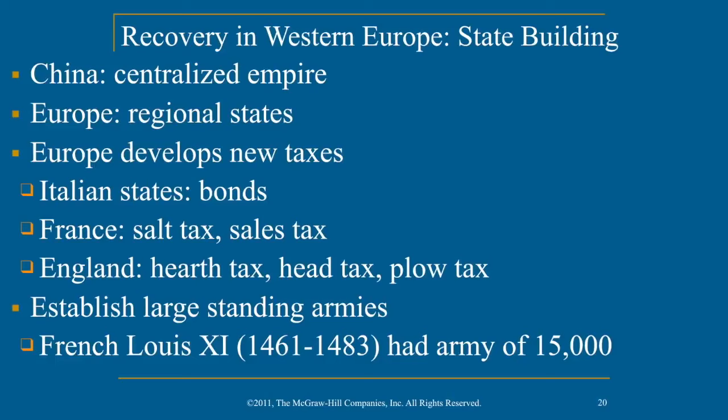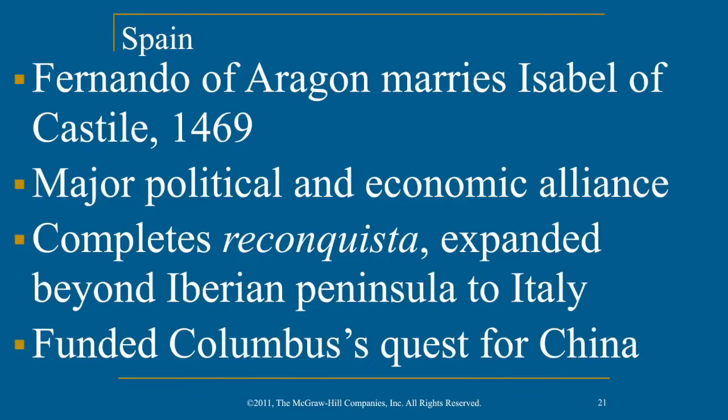The idea was to collect the taxes and then establish large standing armies to be able to protect the regions that they lived in. For example, the French Louis the 11th had an army of 15,000 as a result of some of his salt and sales tax.